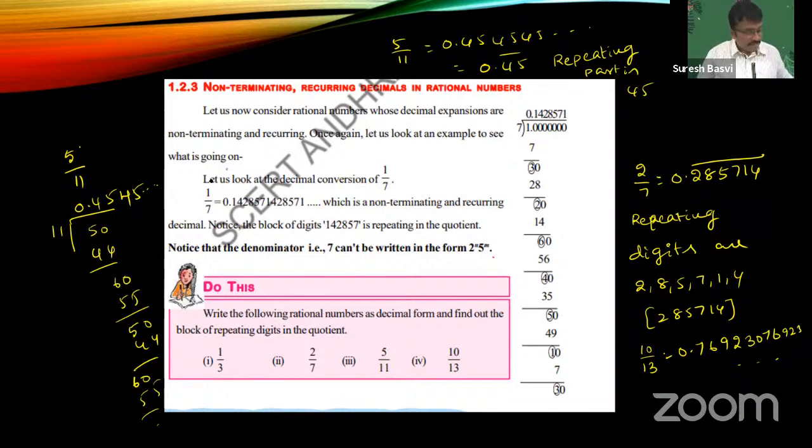So see this: all these denominators cannot be written in the form of 2 power n into 5 power m. So that's why these are all non-terminating recurring decimals among rational numbers. Yes, Mr. Venki, thank you very much.